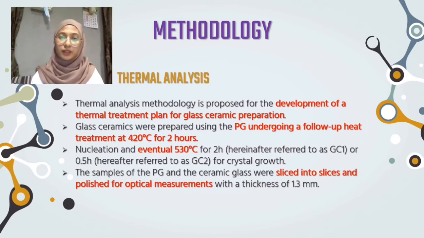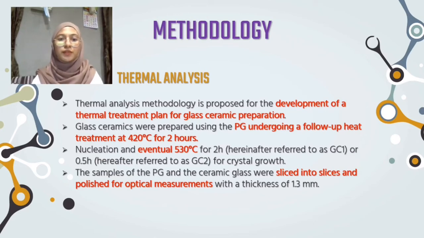For the second methodology, that is the thermal analysis method, a thermal analysis methodology is proposed for the development of a thermal treatment plan for glass ceramic preparation. Glass ceramics were prepared using the PG, undergoing a follow-up heat treatment at 420 degrees Celsius for 2 hours for nucleation, and eventually 530 degrees Celsius for 2 hours or 0.5 hour for crystal growth.